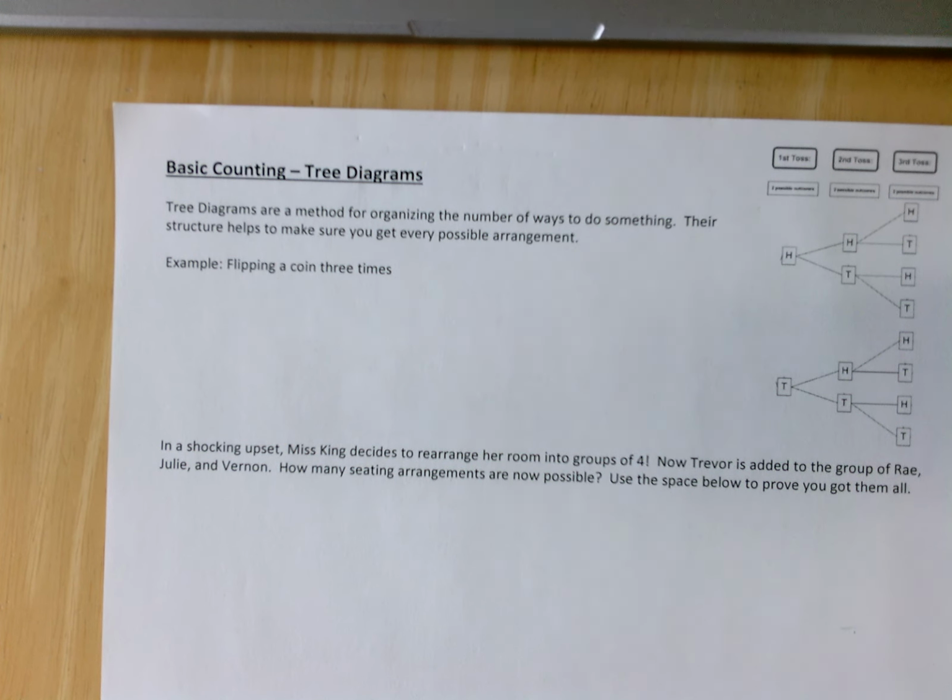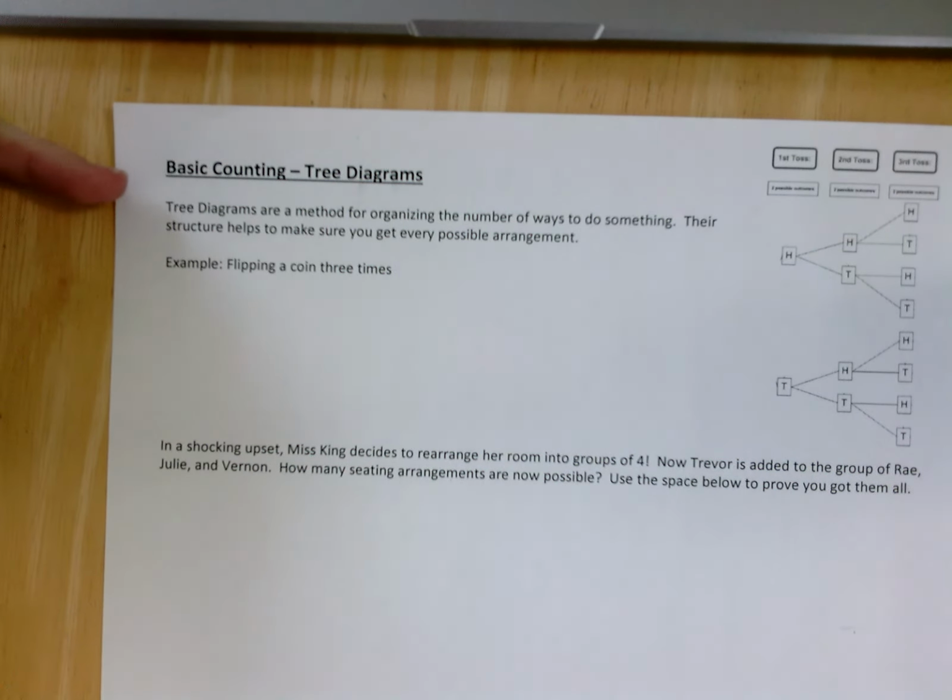So today we're going to start looking at how we're actually going to work on counting things. The big point of this unit is that we're going to have situations of things that are happening, and we're going to have to decide how many possible ways there are for this event to occur. Tree diagrams are a method you can use to organize how something is happening so that you can then count them.